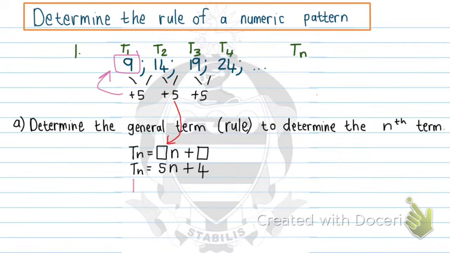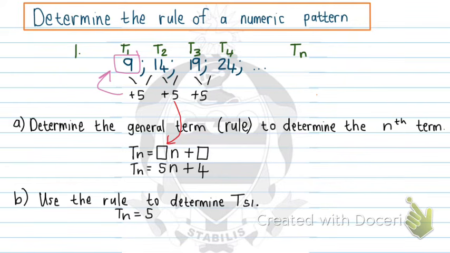But I just tested that rule. It's not necessary to do that. They only asked for the rule, and I did determine that. The next question is: use the rule to determine term 51. Term 51 will be somewhere along the pattern, but first I write down the rule. Tn is 5n plus 4. So term 51 is 5 times 51 plus 4.